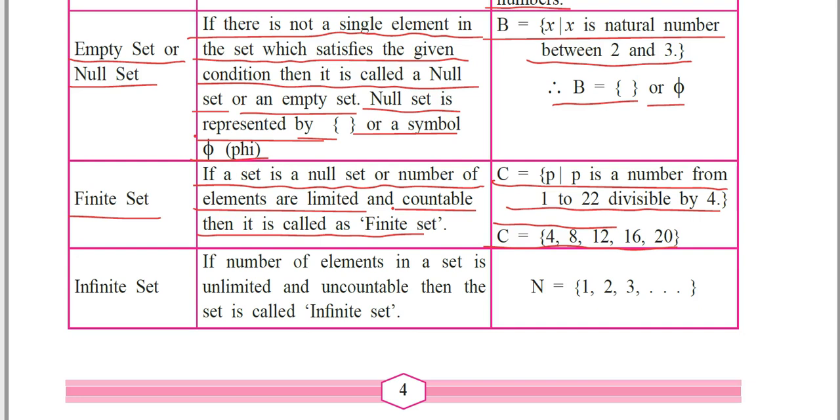Now, next set is infinite set. If the number of elements in a set is unlimited and uncountable, then the set is called infinite set. Therefore, N is equals to 1, 2, 3 up to the infinity. Set of natural numbers, set of whole numbers, set of integers, set of real numbers, set of rational numbers. These are all the infinite sets.